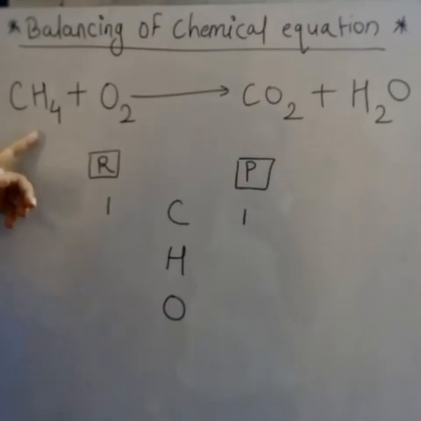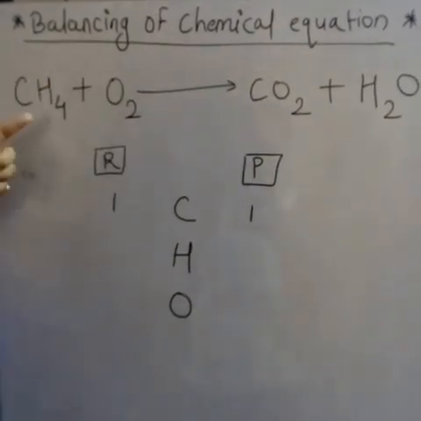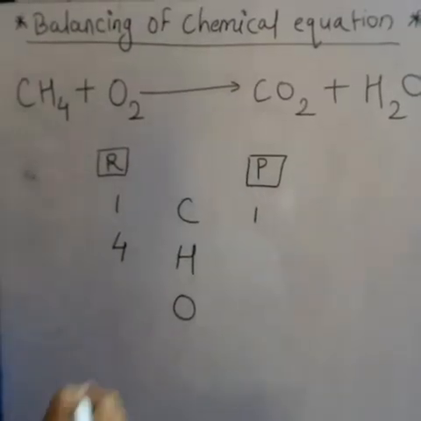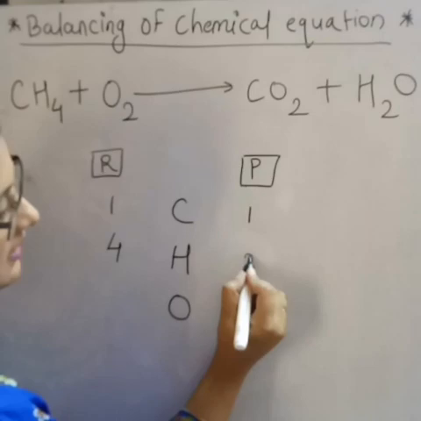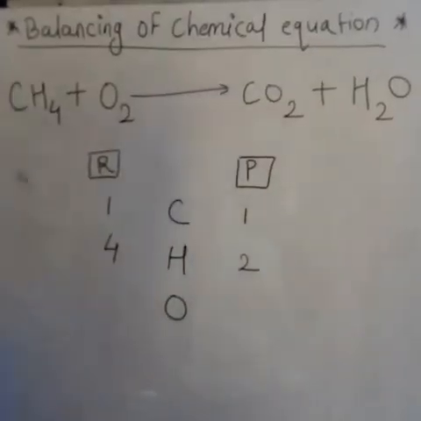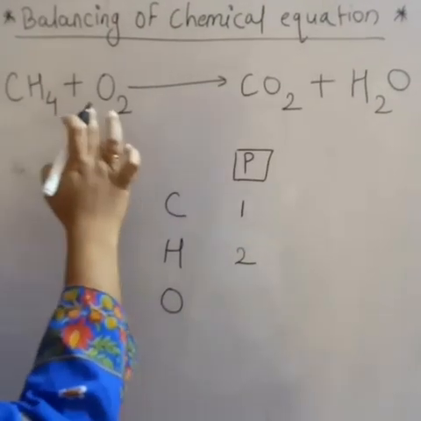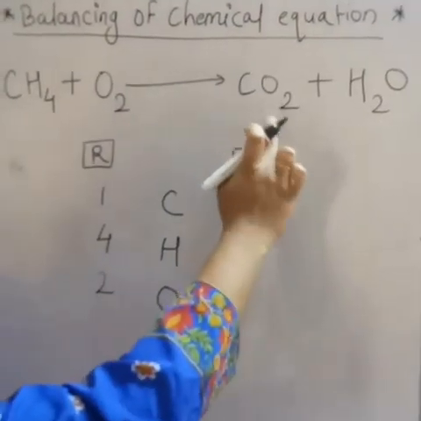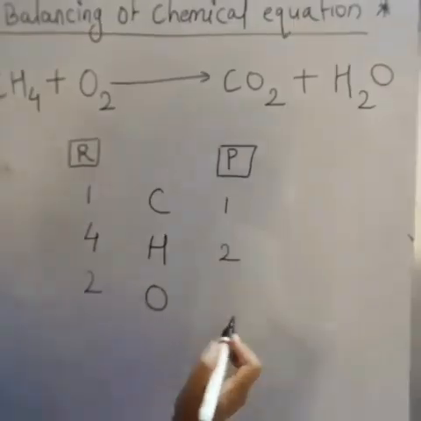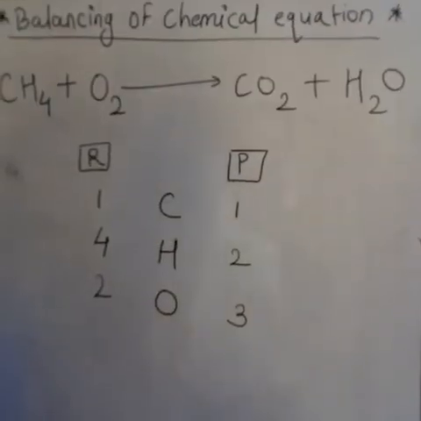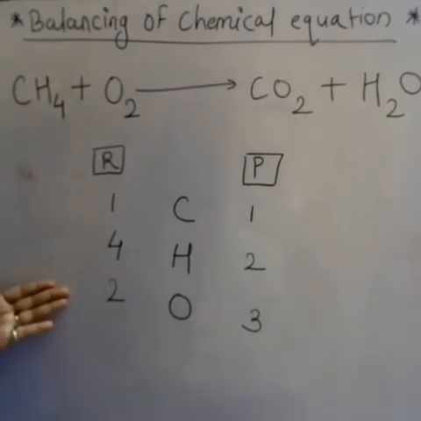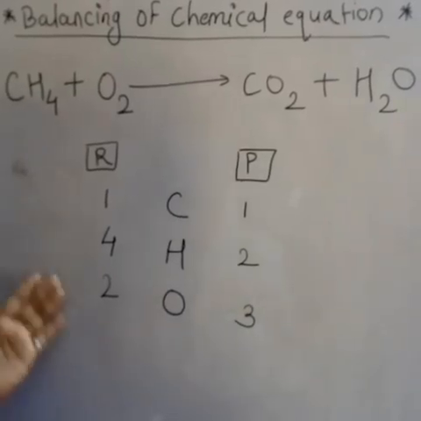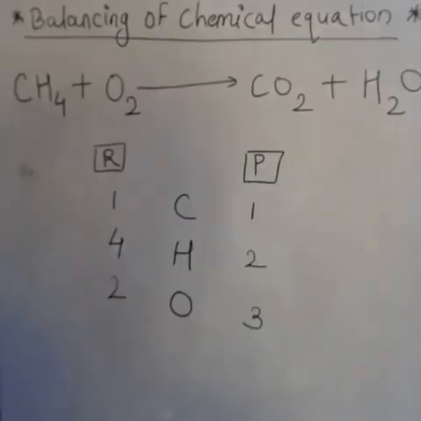Now look at the hydrogen. On the reactant side of the equation, we can see a total of 4 hydrogen atoms are present, and on the product side, a total of 2 hydrogen atoms are present. Now look at the oxygen. On the reactant side, we can see 2 oxygen, and on the product side, 2 plus this oxygen, a total of 3 oxygen atoms are present. This is step 2: list out all the elements and count the total number of atoms present on the reactant side and product side.